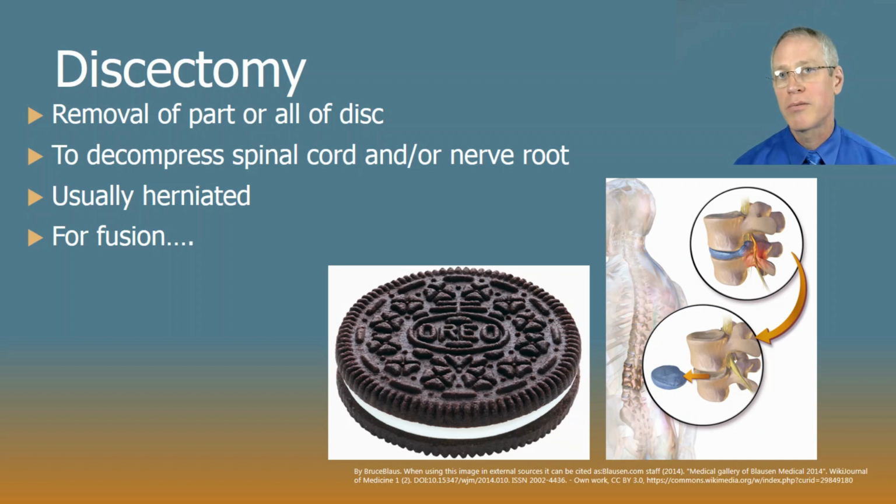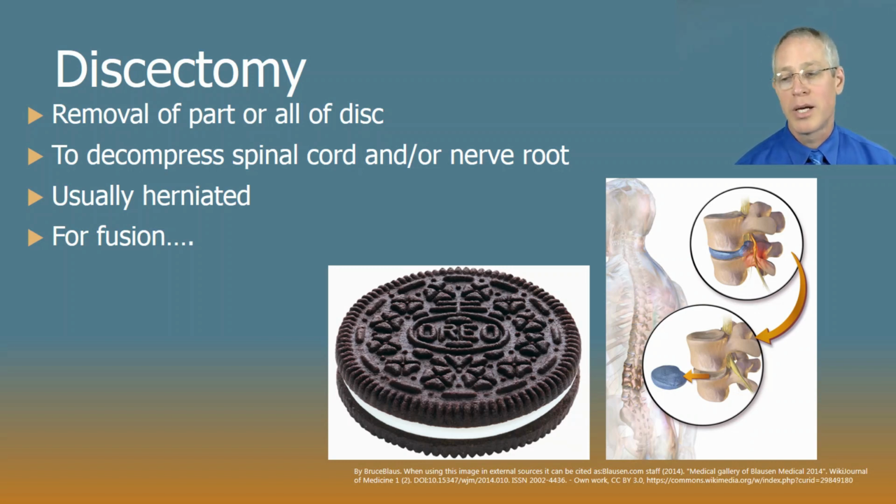Now let's move on to another very common type of decompression, and that's the discectomy, so removal of part or all of the disc. Oftentimes it can be as little as just the herniated part, and a few more bites back into the nucleus pulposus to help prevent it from recurring. But it can be removal of the entire disc, but that's usually done with a fusion.